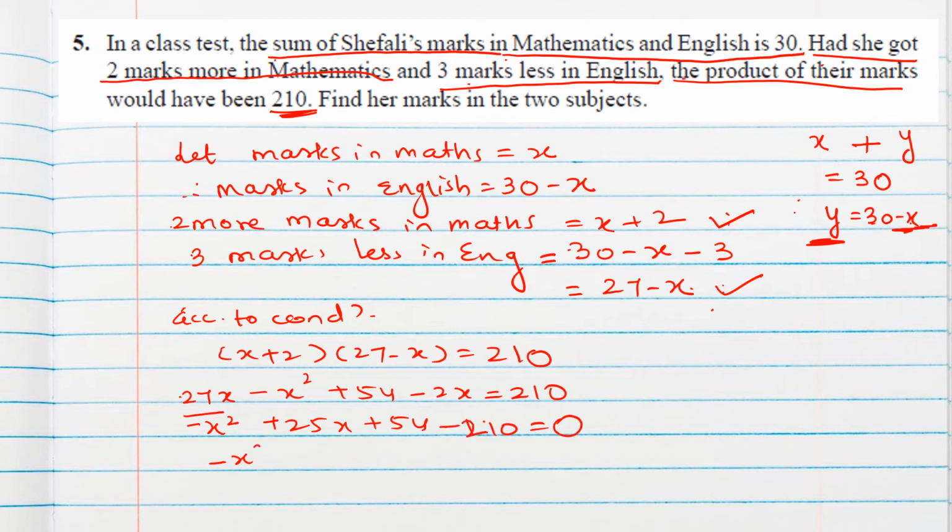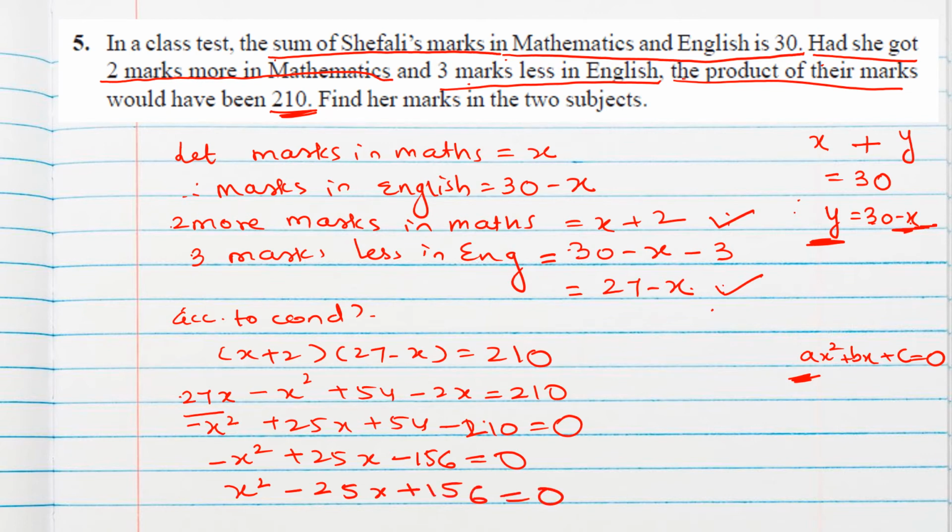So minus x square plus 25x, and here if you subtract 6 will remain and 156 will remain. Now our standard form is ax square plus bx plus c equal to 0. Coefficient of x square should be positive. So throughout multiply with minus 1. So all the signs will change here. So your final quadratic equation will be x square minus 25x plus 156 equal to 0.